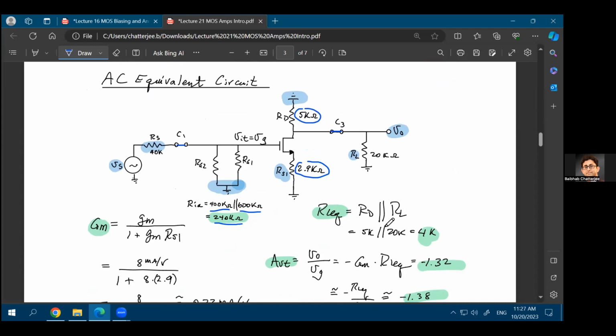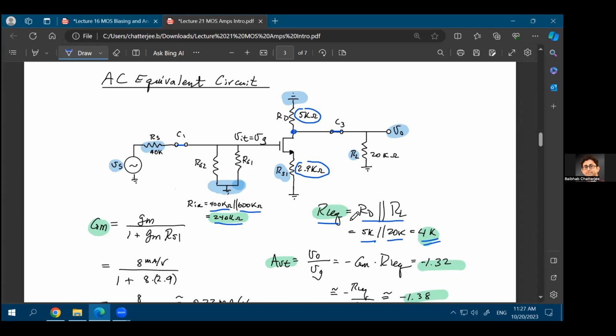The RL equivalent, the load resistance seen at the drain terminal, would be equal to RD in parallel with RL. What is RD? RD is connected to, again, an AC ground, which is VDD. And through this shorted C3 capacitance, you are also connecting it to RL, which goes to ground again. So RD in parallel with RL, which is 5K in parallel with 20K, will be equal to 4 kilo ohms. So 4 kilo ohms is your RL equivalent.